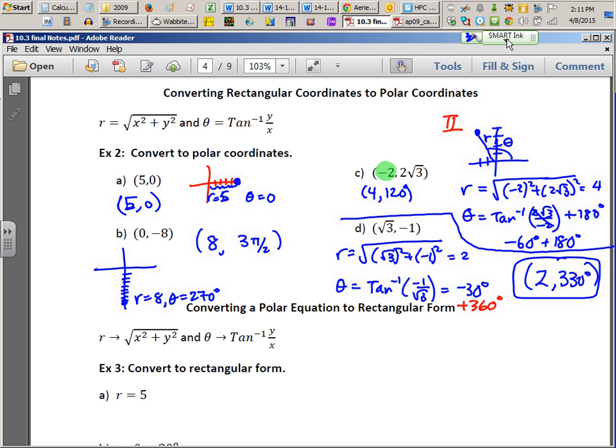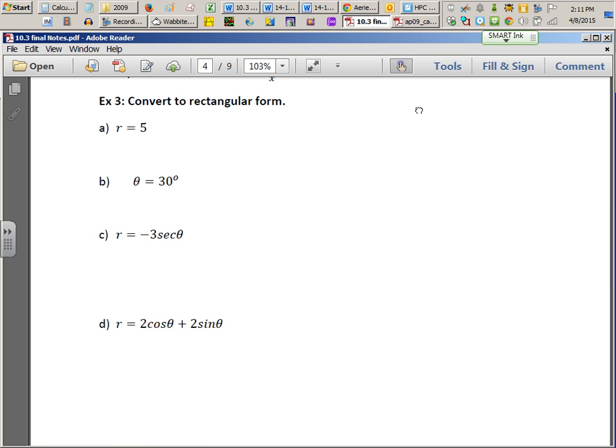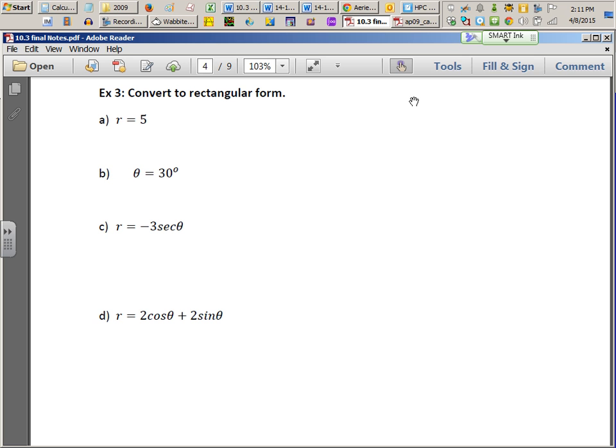Let's go on and look at some of these others where you convert an equation. Okay, so I would just change this r to the square root of x squared plus y squared, and then square both sides. This shows me that it's x squared plus y squared equals 25. This is a circle of radius 5. Obviously, r equals 5 is also a circle of radius 5.